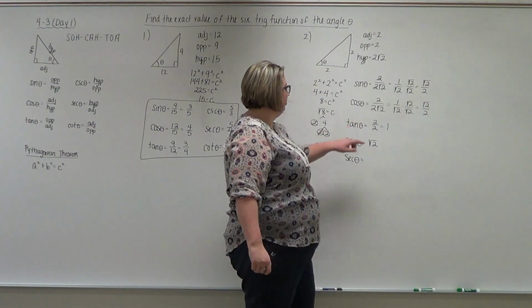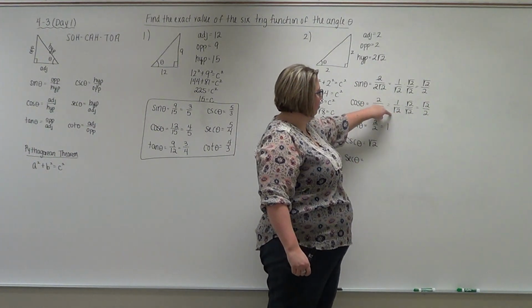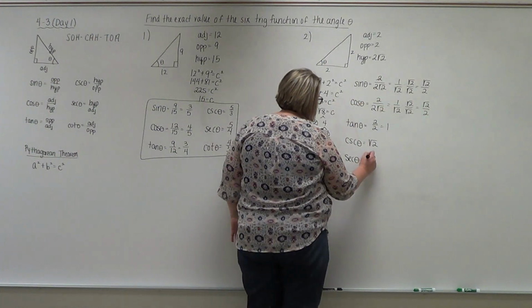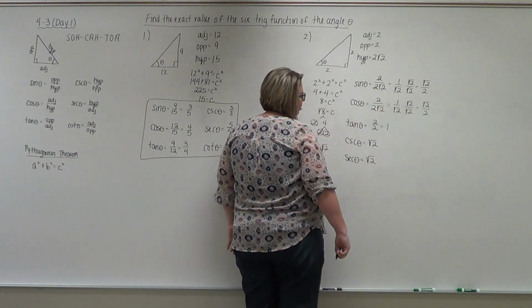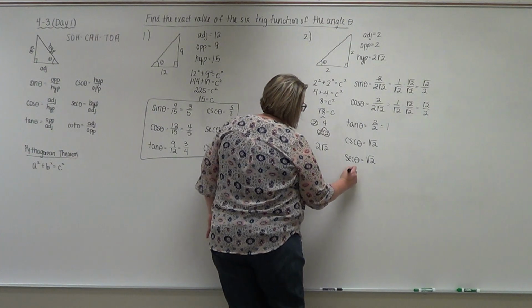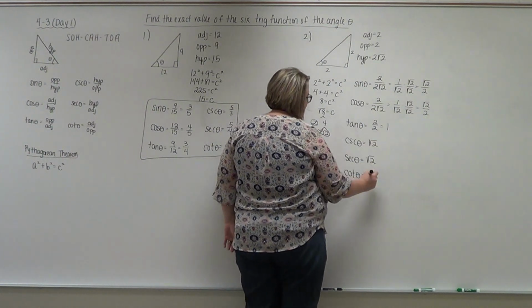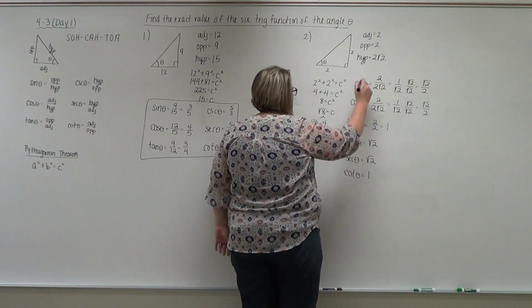Okay, same thing with cosine. Before I rationalized it was 1 over square root of 2, so the reciprocal was square root of 2 over 1, which is the square root of 2. And then cotangent is the reciprocal of tangent. Reciprocal of 1 is 1.